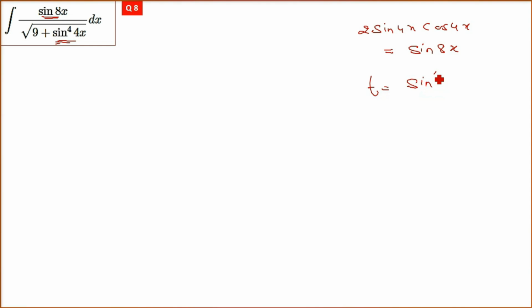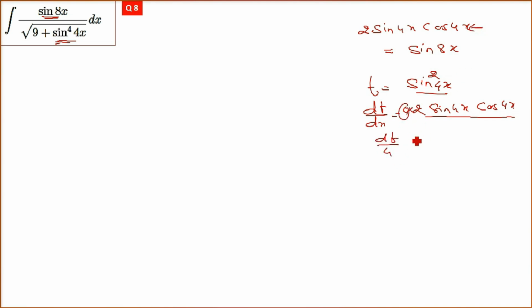That is, t is equal to sin square 4x. Then dt by dx will be equal to 2 sin 4x times cos 4x. Now 2 sin 4x cos 4x will be combined as sin 8x. But 4x will also be differentiated, so 4 will also come. That means you need only sin 8x, which is 2 sin 4x cos 4x; the 4 is extra. So dt by 4 is sin 8x dx.